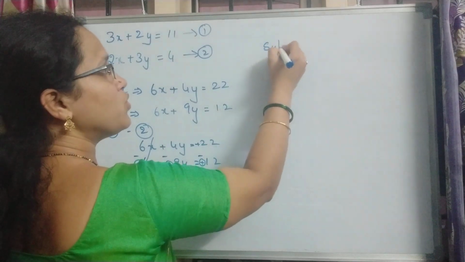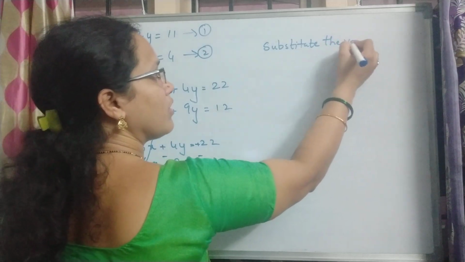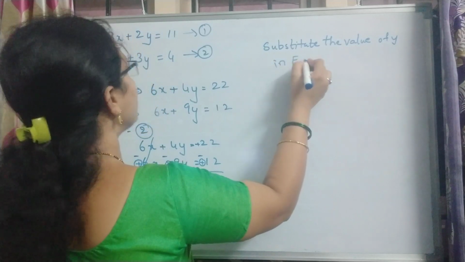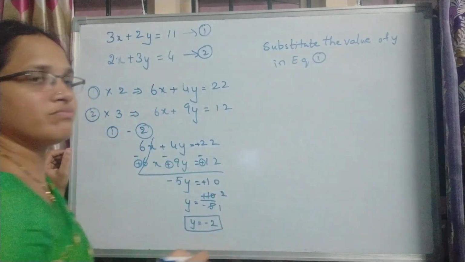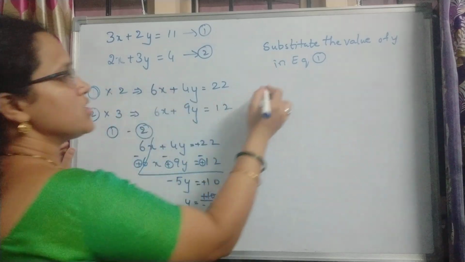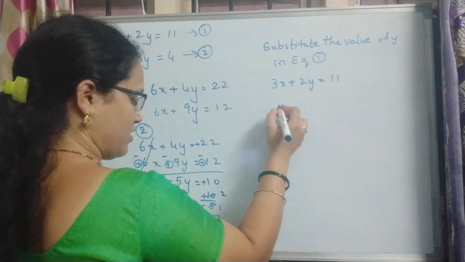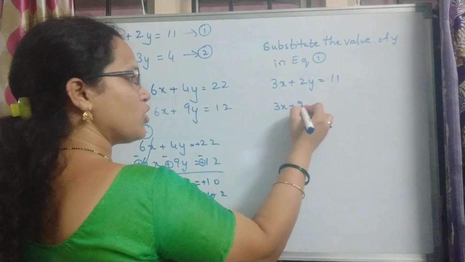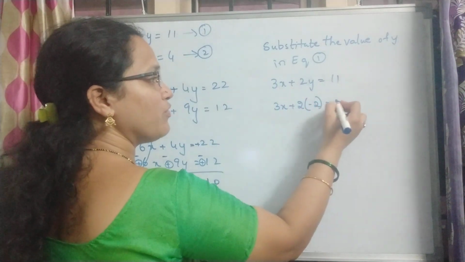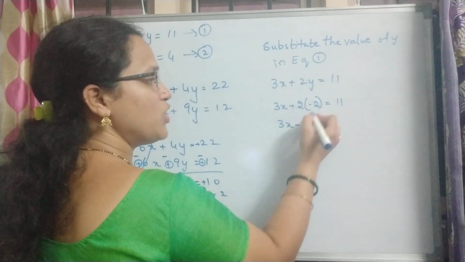So substitute the value. What value you are substituting of y in equation 1? Okay, substitute the value of y in equation 1. So 3x plus 2y is equals to 11. So 3 times of x plus 2 into y means what? It is -2. Write the value of that is equals to 11. So 3x plus into minus, -2 into 2, 4.